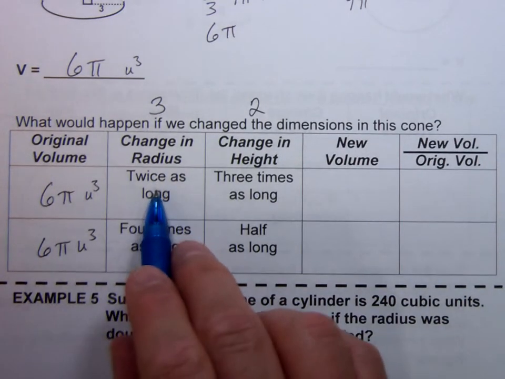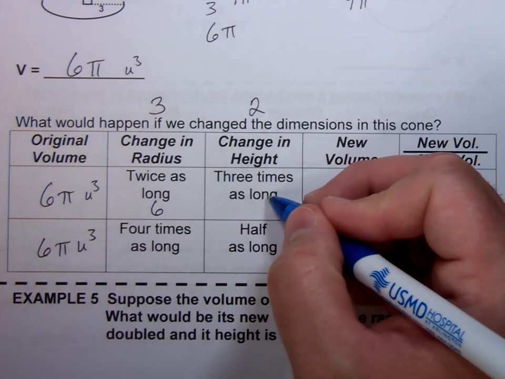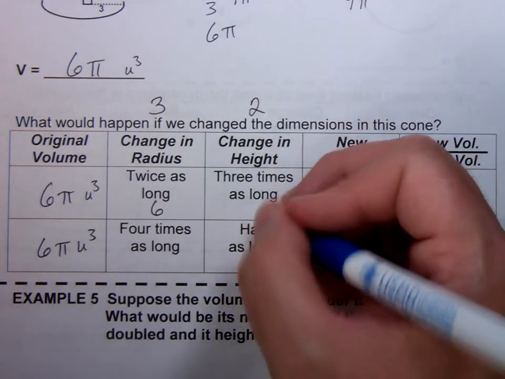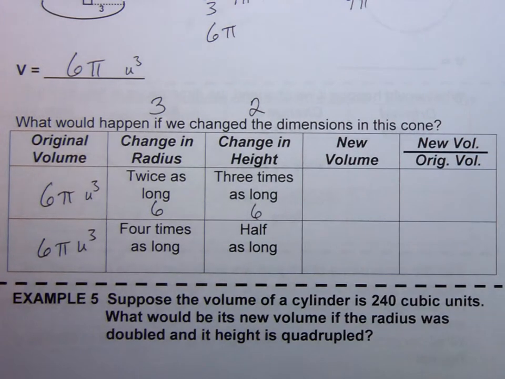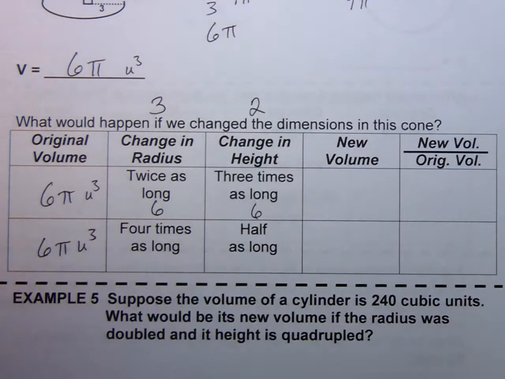Alright, we want the radius to be twice as long, so 3 times 2 is 6. We want to change the height. So we want to make it 3 times as long, so 3 times 2 is 6. So I now have a radius of 6 and a height of 6. Let's find the new volume.